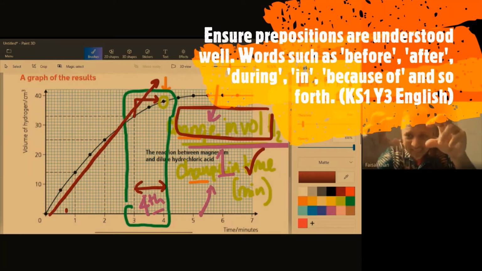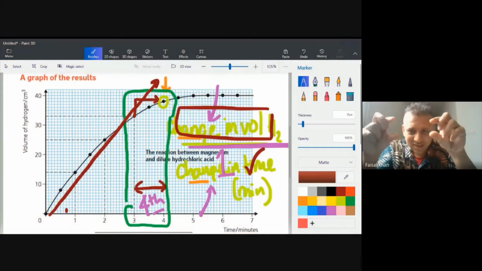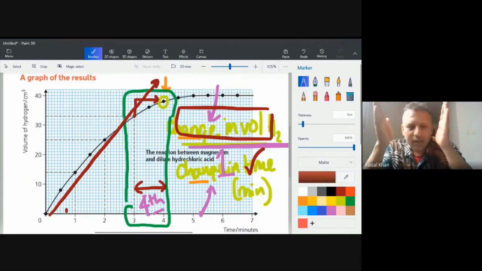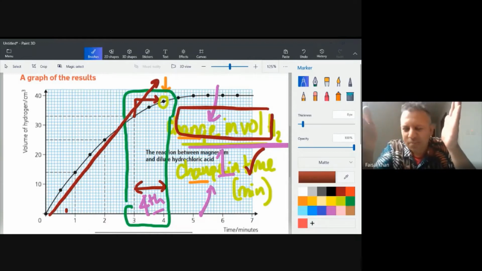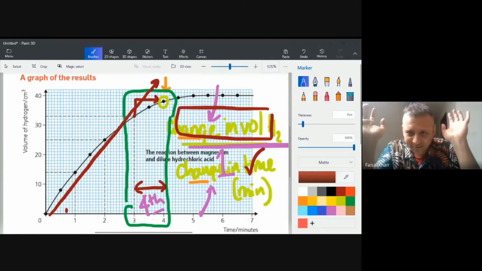The key word here is "in". They could easily turn around and say, what's the rate of reaction between time equals 3 minutes and time equals 4 minutes? That would probably be a clearer, easier way, right? But what they are expecting you to handle is if they just say, in the 4th minute. It's the language, right?